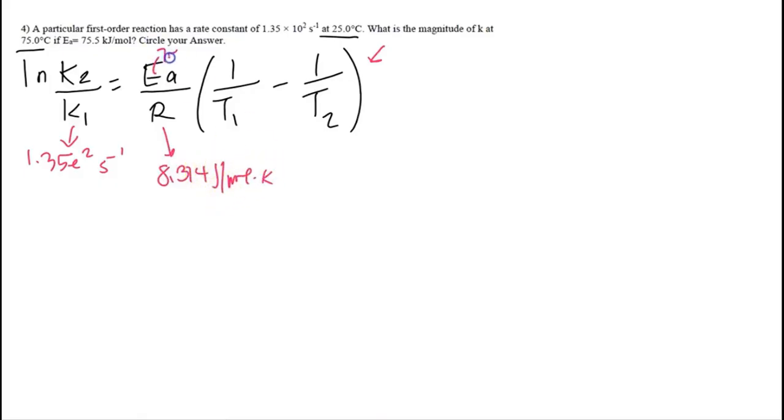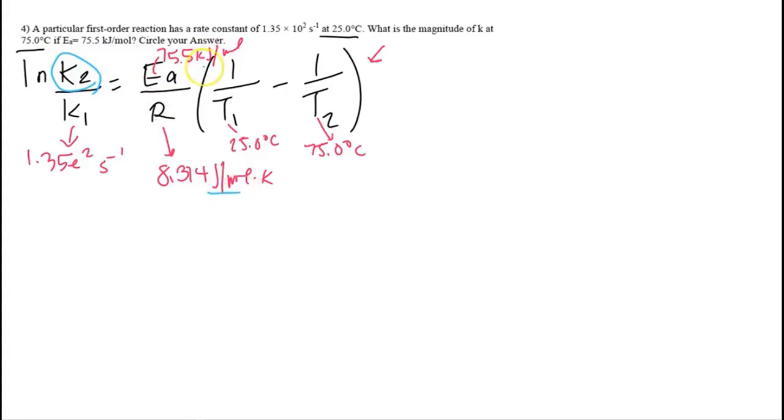Ea was given to us at 75.5 kilojoules per mole. Temperature 1 is 25.0 degrees Celsius. Temperature 2 is going to be 75.0 degrees Celsius. Next thing we want to do is consolidate. What does that mean? Make sure all of our units are correct, so we can do the math. We're using this powerful equation, and we want to make sure we can use the math properly. That means we have to be able to cancel things out when they can and only be left with our K2 value. So Ea is going to be divided by our R value.